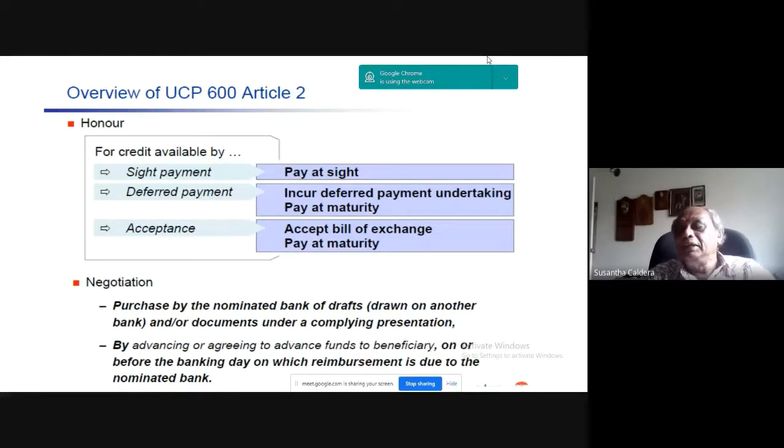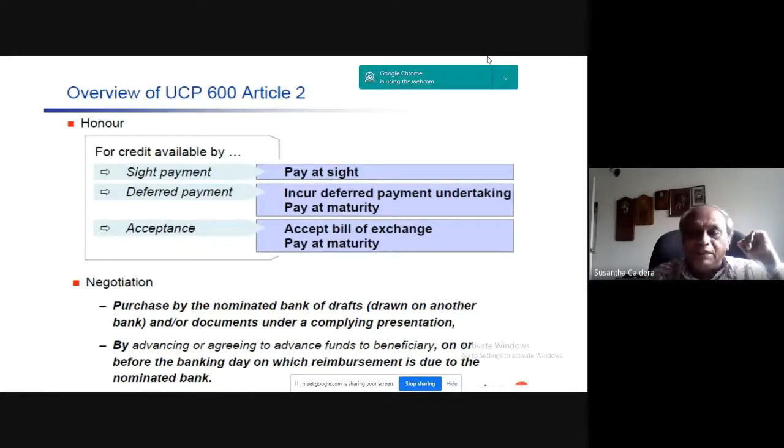If it is an accepted usance document, you will get the money only after a 3 months period. Your reimbursement is due to the nominated bank after 3 months. But if the documents comply with the terms and conditions, either you can advance or you can agree to advance the funds to the beneficiary.